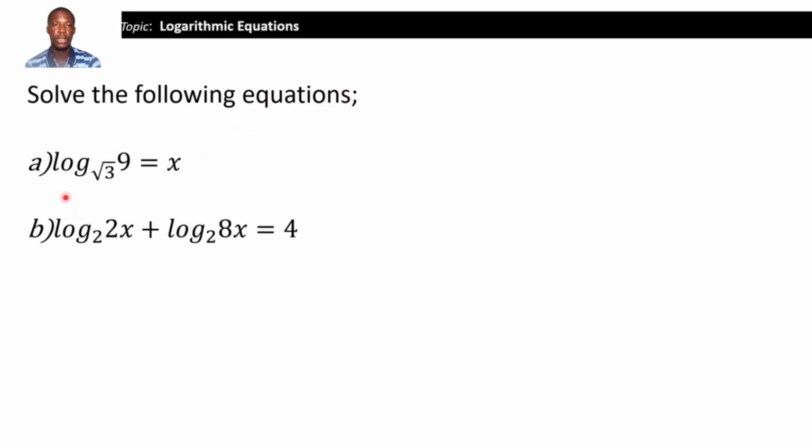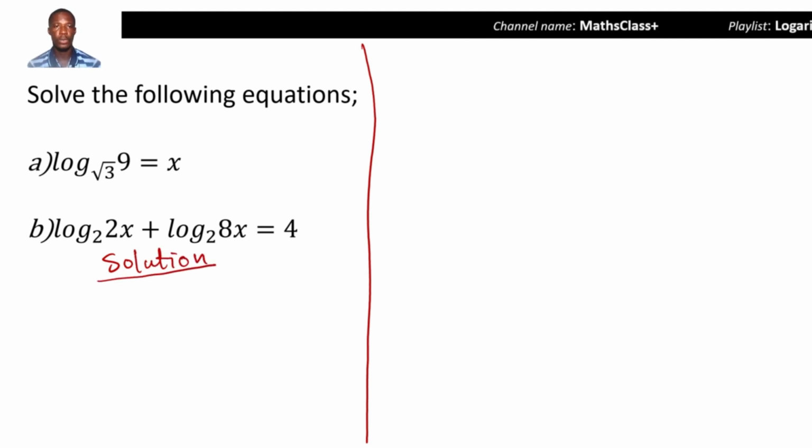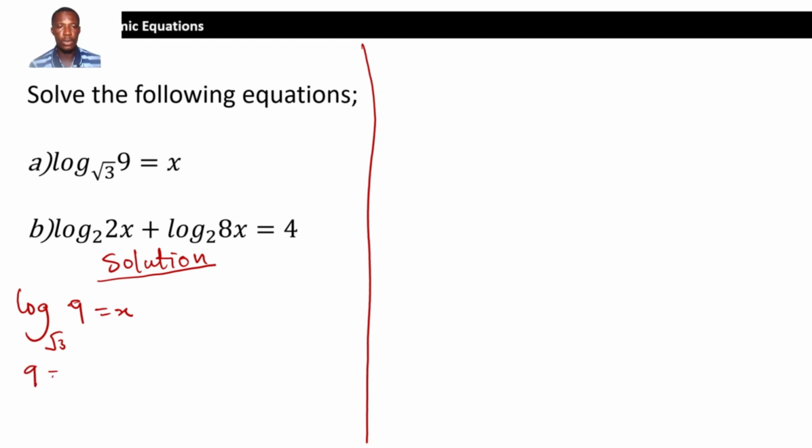Solve the following equations. Equation 1, log to the base root 3 of 9, and this expression is equal to x. So we start solving. So our solution here. We have log to the base root 3 of 9 is equal to x. And this can be converted to indices as 9 is equal to root 3 to the power x.